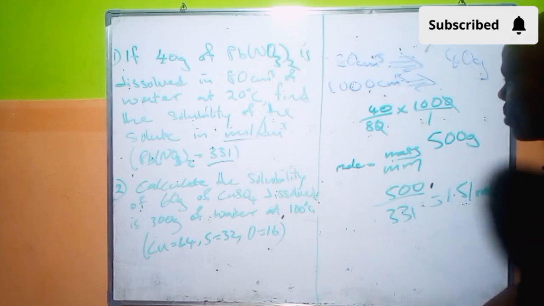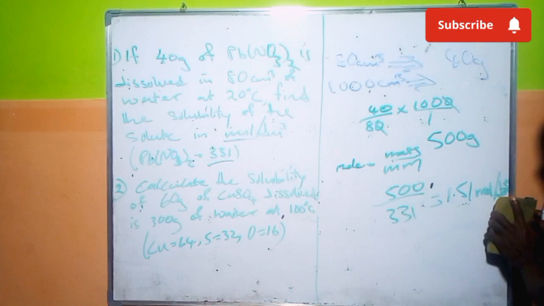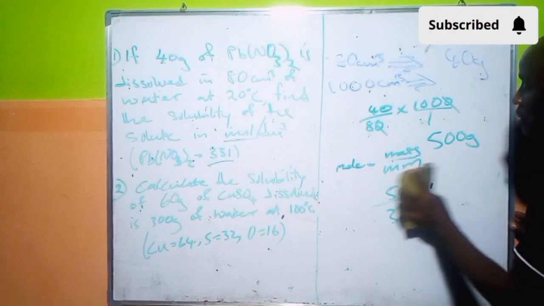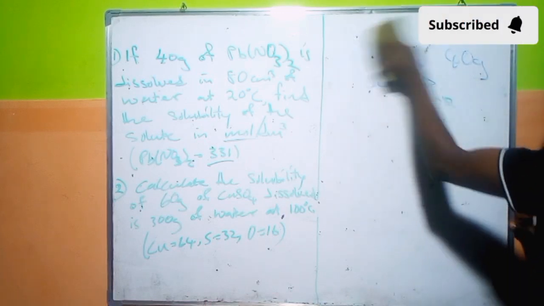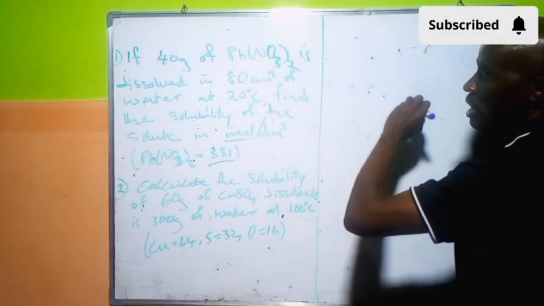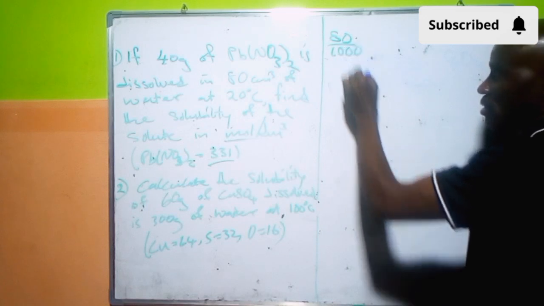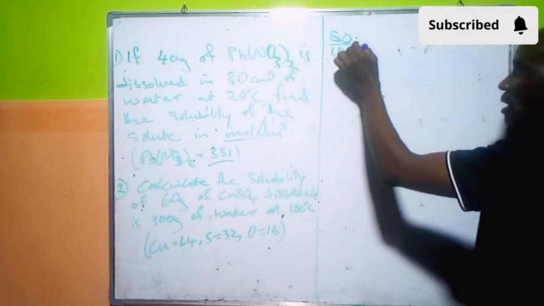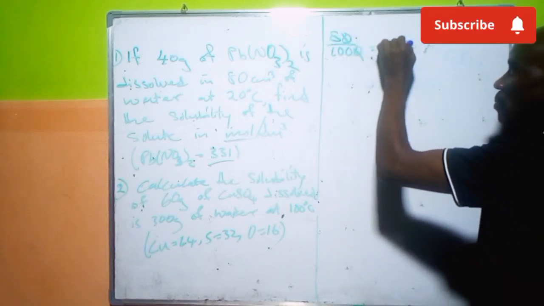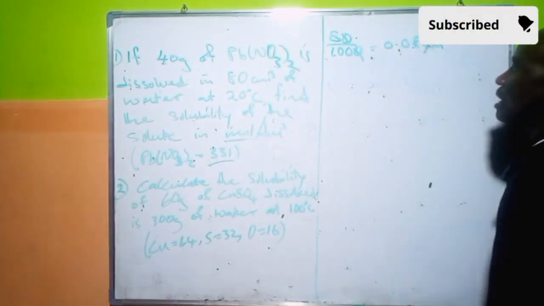Now, there's another method we can still use, assuming you're writing a very fast exam like JAMB exam. That's one of the ways you can make this faster for you. The first thing you do, convert this to dm cube. Convert 80 cm cube to dm cube because it's 1000. When we cancel out, the next thing will be 0.08 dm cube. That is what we have.